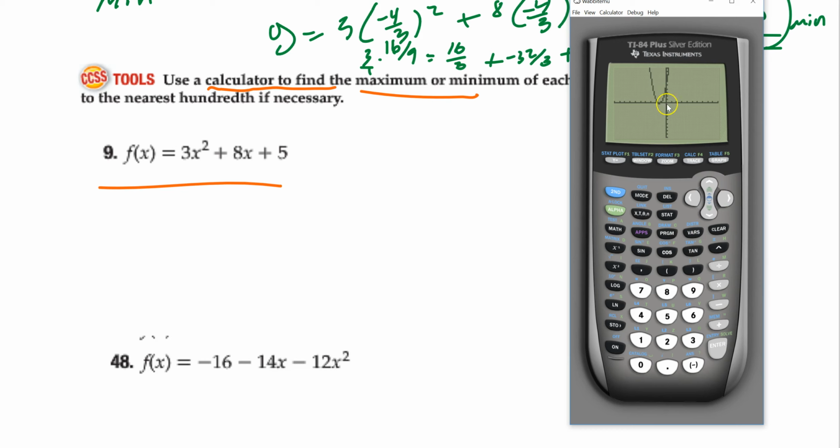Now the min is right here. I'm trying to find the min right there. So how do we do it? Well, we're going to use our favorite button, which is second calculate. Second calculate, so there's value, there's zero, and then there's a min and max. So we're going to find the minimum. Now the way this works is like this.